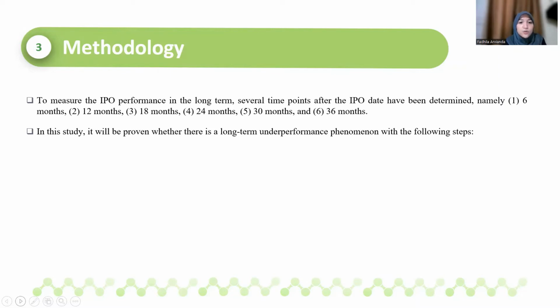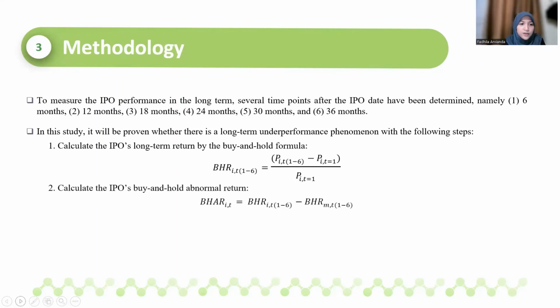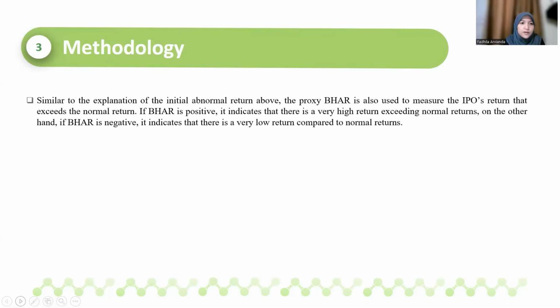In this study, it will be proven whether there is a long-term underperformance phenomenon or not with the steps as follows. Calculate the IPO's long-term return by the buy and hold formula, next calculate the buy and hold abnormal return, and then prove the phenomenon of IPO long-term underperformance by using the one sample t-test and Wilcoxon sign rank test. Similar to the explanation of the initial abnormal return above, the proxy buy and hold abnormal return is used to measure the IPO return that exceeds the normal return. If the buy and hold abnormal return is positive, it indicates that there is a very high return exceeding normal return. On the other hand, if it is negative, it indicates that there is a very low return compared to the normal return.